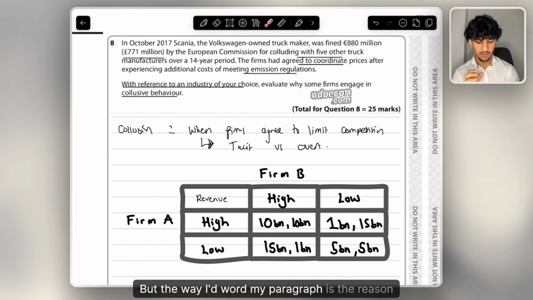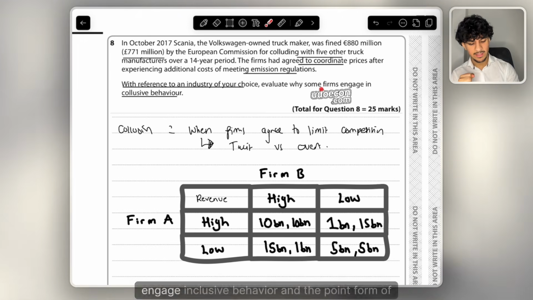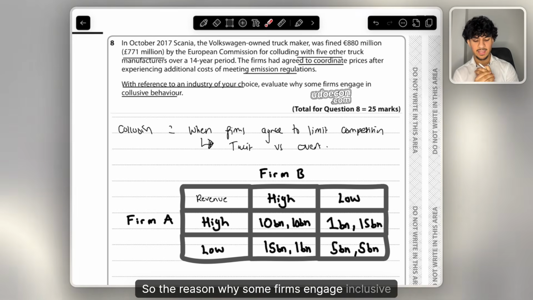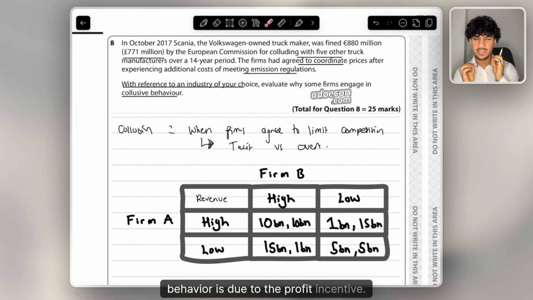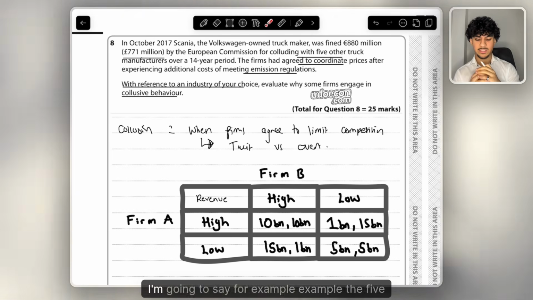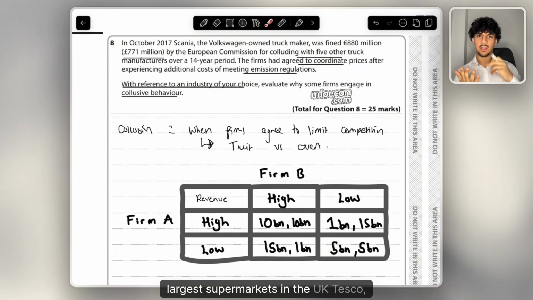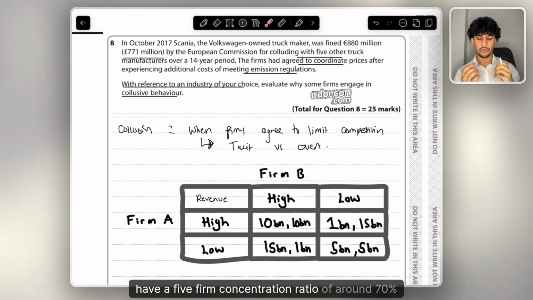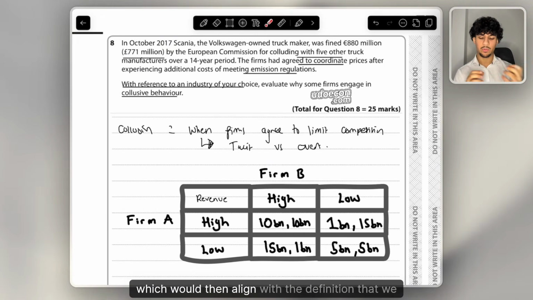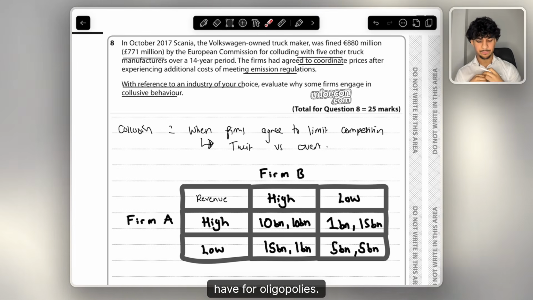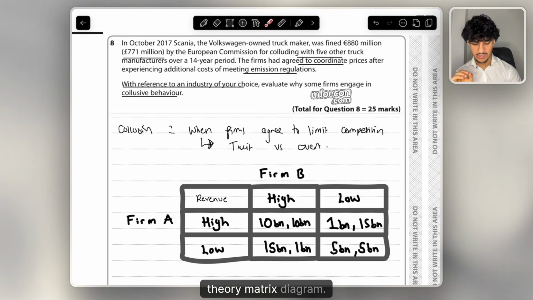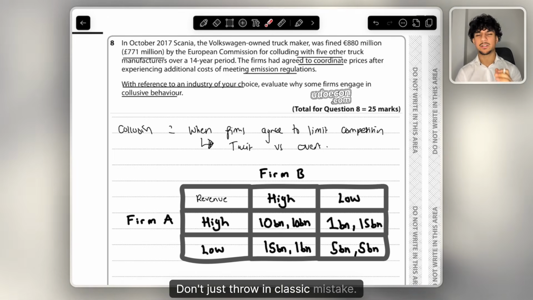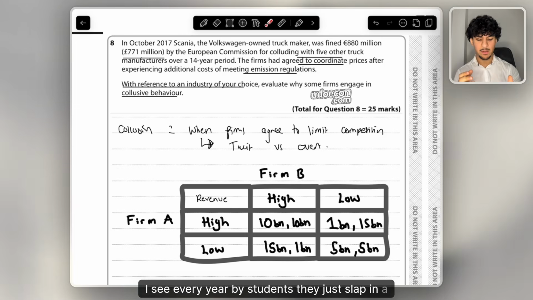But the way I'd word my paragraph is, the reason why some firms engage in collusive behaviour is due to the profit incentive. And then I'm going to give an example. I'm going to say, for example, the 5 largest supermarkets in the UK, Tesco, Sainsbury's, Asda, Aldi, Morrisons, have a 5-firm concentration ratio of around 70%, which would then align with the definition that we have for oligopolies. But now let's explain the collusion using the game theory matrix diagram. And this is exactly how I want you to develop the chain of analysis. Don't just throw in, a classic mistake I see every year by students, they just slap in a game theory matrix diagram.